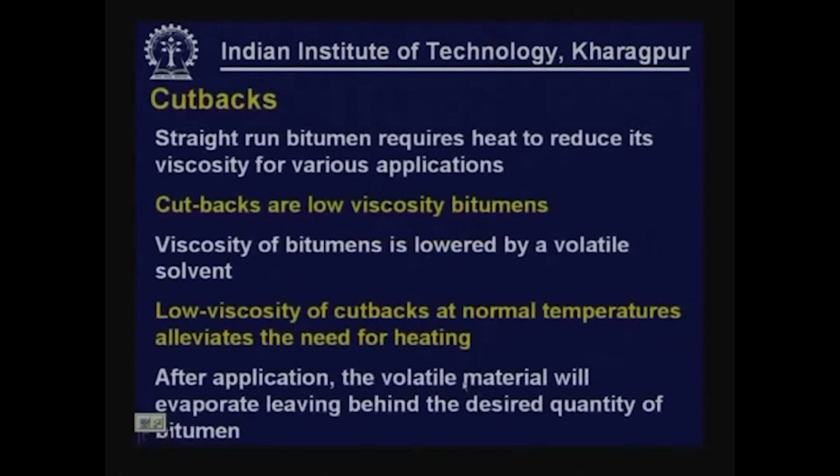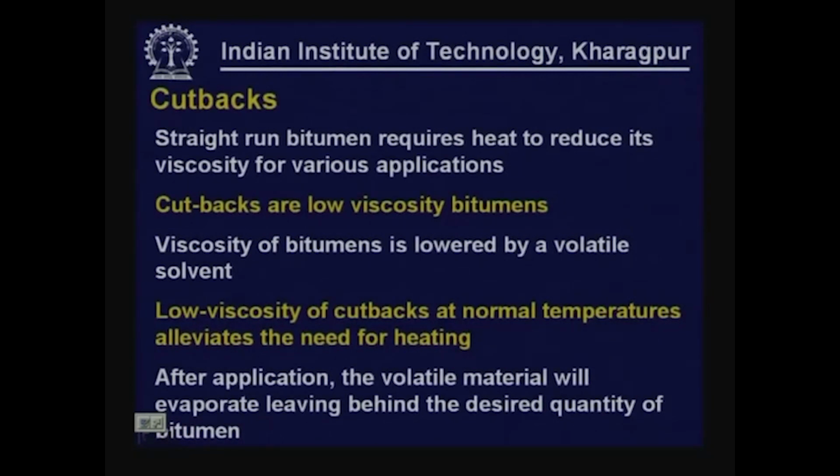Next we will briefly discuss cutbacks. Because straight run bitumen requires heat to reduce its viscosity for various applications, at normal temperatures we cannot spray bitumen, we cannot coat bitumen onto the aggregates. Cutbacks are nothing but low viscosity bitumens. These are obtained by lowering the viscosity of the bitumen using a volatile solvent. The low viscosity of cutbacks at normal temperatures alleviates the need for heating. We do not need to heat cutbacks, we can apply them straight away.